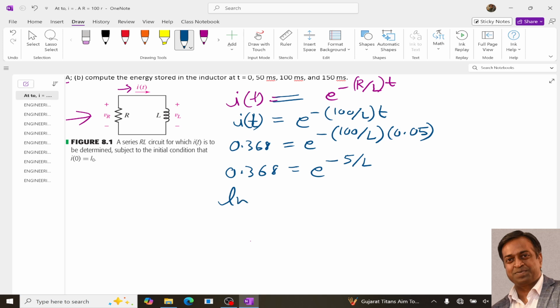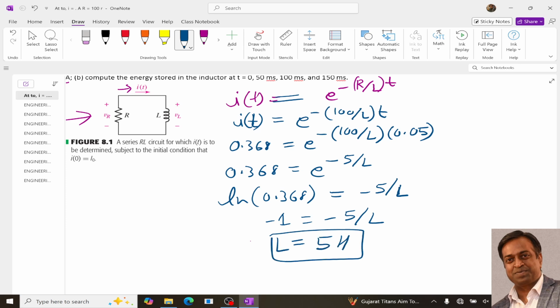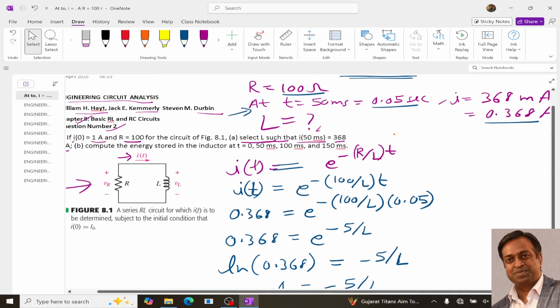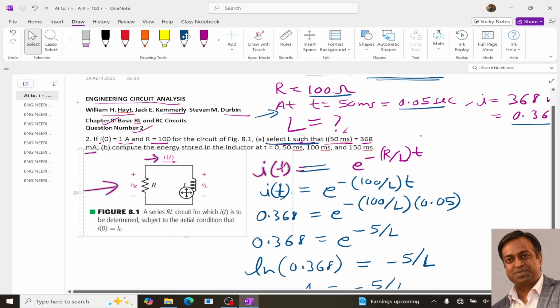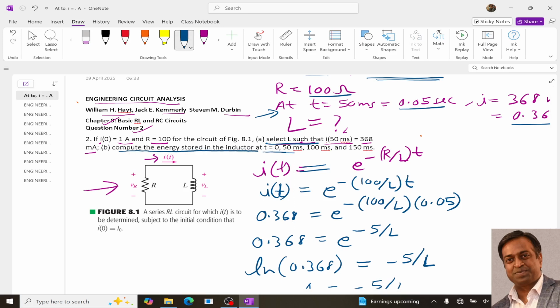Taking the natural logarithm on both sides, we get this. If you solve it in a calculator, this is approximately equal to minus 1. So from this we get the value of L as 5 Henry. So this is the answer to the first part of the question, where we needed to determine the value of L. Now the second part says that we need to compute the energy stored in the inductor at t equals 0, 50 milliseconds, 100 milliseconds and 150 milliseconds.